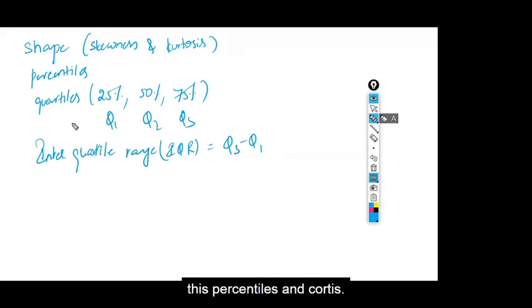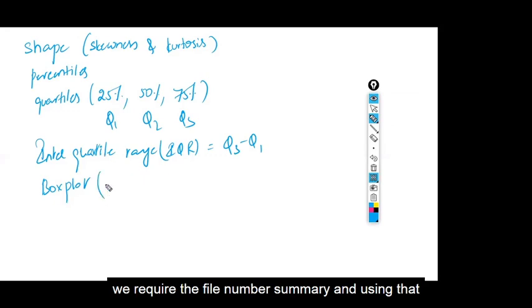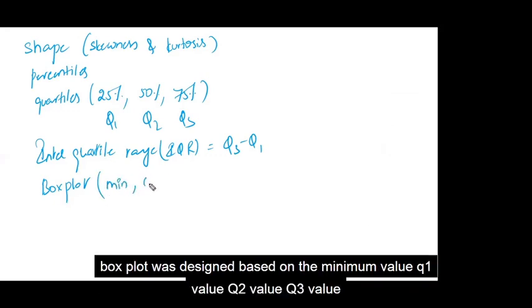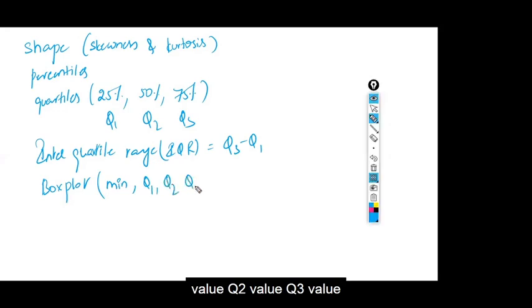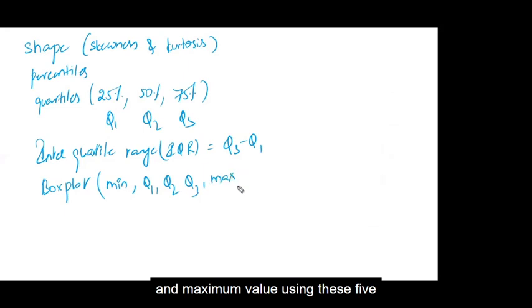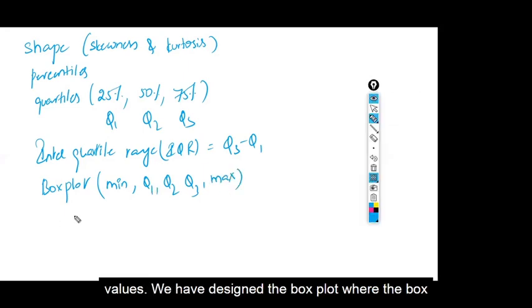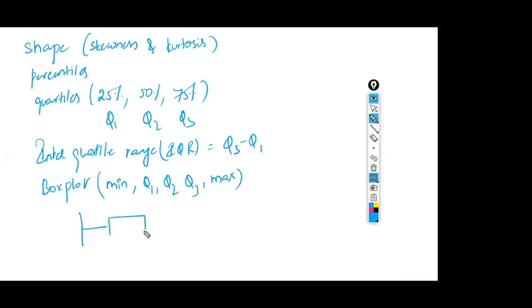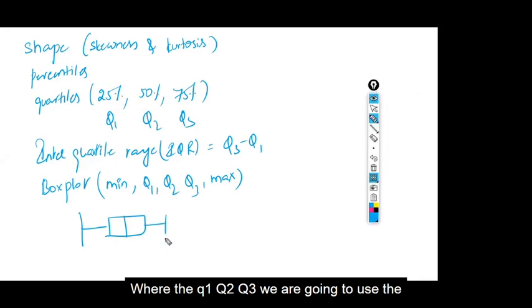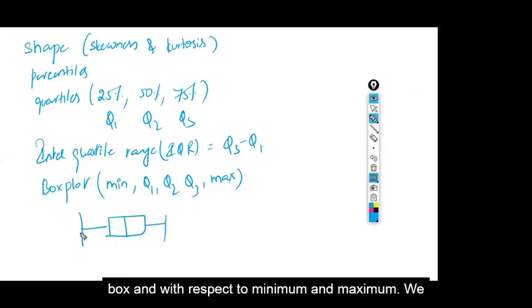And using these percentiles and quartiles, we worked on the box plot. For the box plot, we require the 5-number summary. Box plot was designed based on the minimum value, Q1 value, Q2 value, Q3 value, and maximum value. Using these 5 values, we designed the box plot, where for Q1, Q2, Q3 we use the box, and for minimum and maximum we use the whiskers, right?